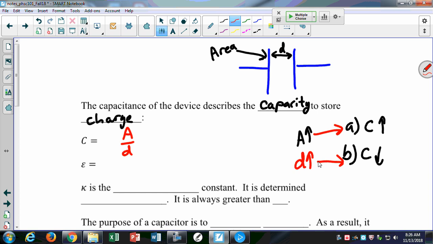Right. So the capacitance is proportional to the area, and inversely proportional to the distance between the plates. And so our equation is going to look like this. It's going to have A over D, but then there's another thing, a constant, called the permittivity of free space, but here we'll call it the dielectric constant. And epsilon is equal to kappa times epsilon naught. Epsilon naught is actually the permittivity of free space. You don't need to know that. I'm going to write it here, but you don't need to write it down.